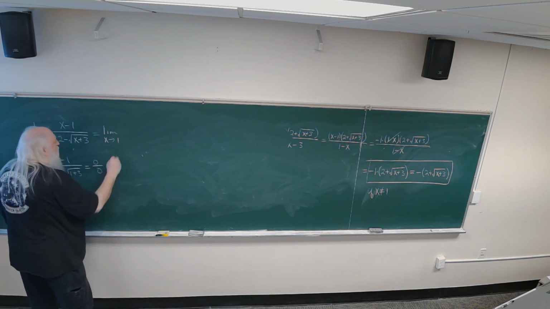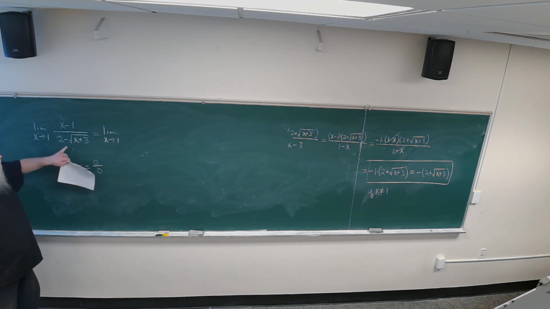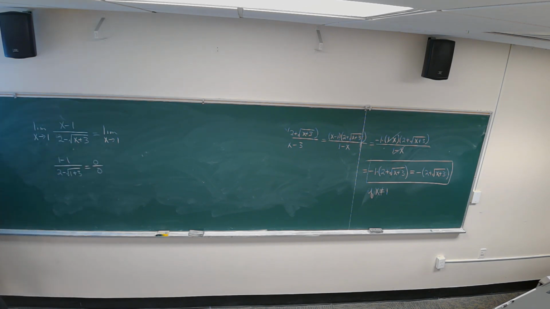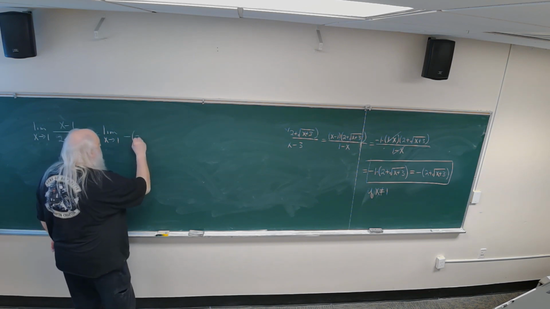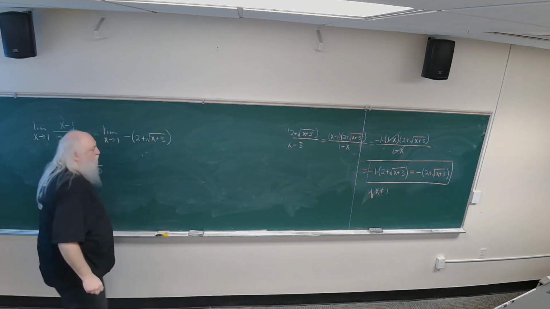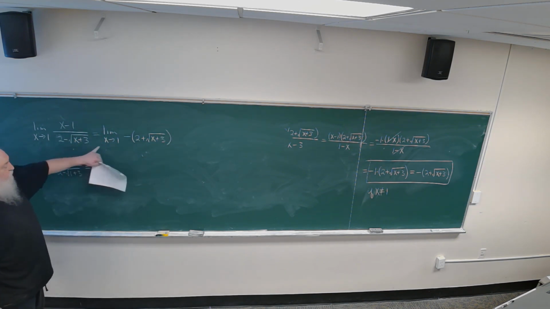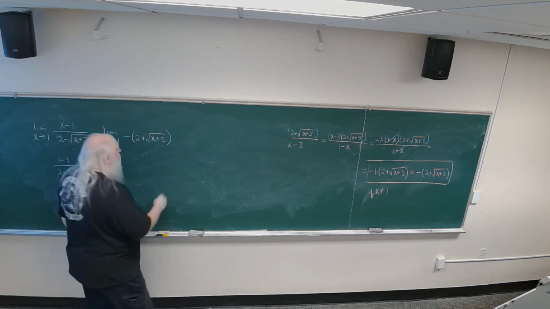Well, we learned, now in the limit, x never equals 1. It just gets close to 1. So we learned in this part up here that this quotient reduces to minus 2 plus the square root of x plus 3, provided x doesn't equal 1. Well, in the limit, x doesn't equal 1. It just gets close to 1. So this reduces to this. And now we can do the direct substitution.